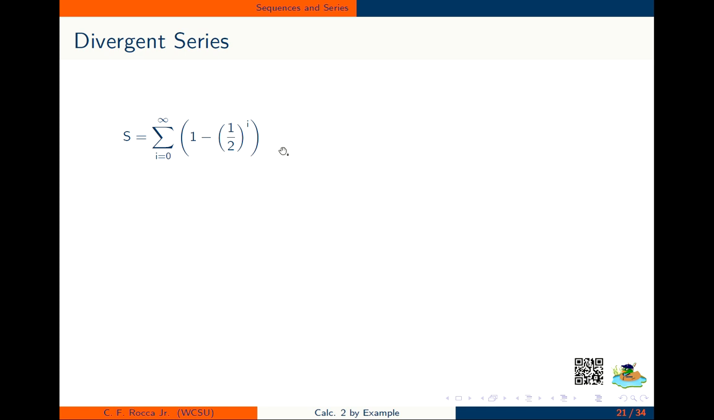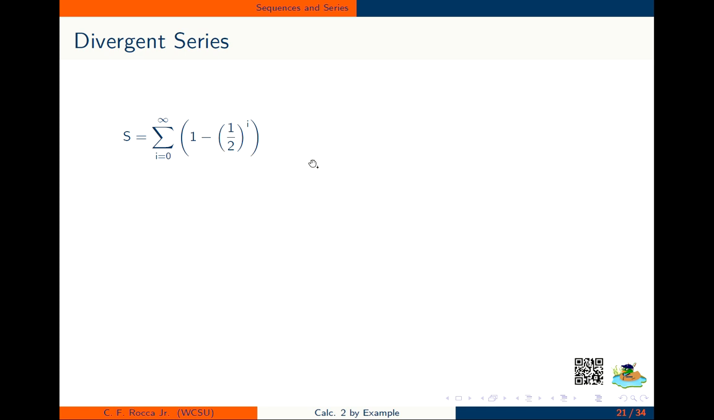So this is an infinite series, an infinite summation from i equals 0 to infinity of 1 minus (1/2)^i. So the first term would be 1 minus 1, and then it'd be 1 minus 1/2, then 1 minus 1/4, then 1 minus 1/8, and we're adding those up.